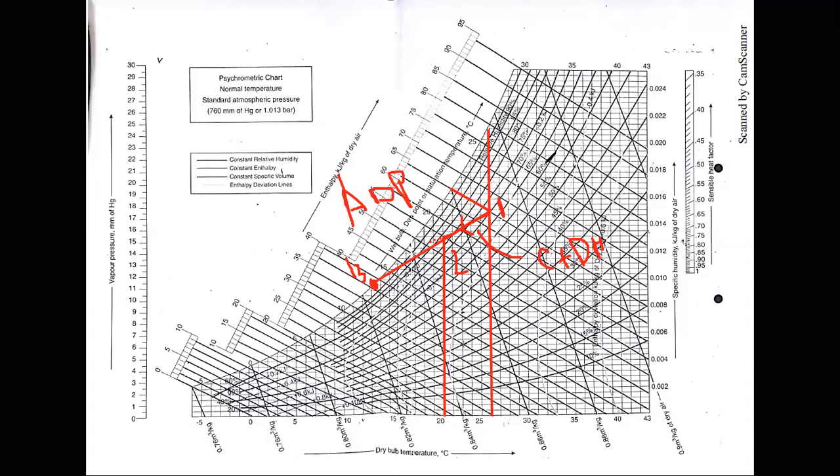Okay, so that's it from my side for today's session. And you can make a conclusion. So after the cooling and dehumidification process, from the psychrometric chart, I am able to find out the apparatus dew point temperature as 13 degrees centigrade. Okay. So this experiment is over.